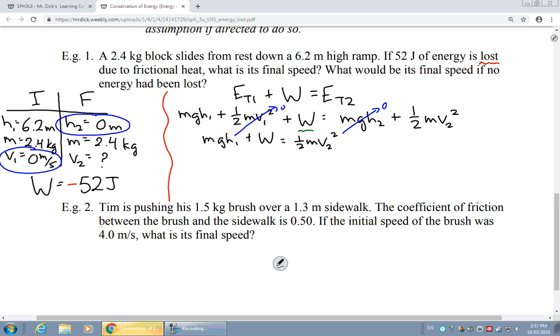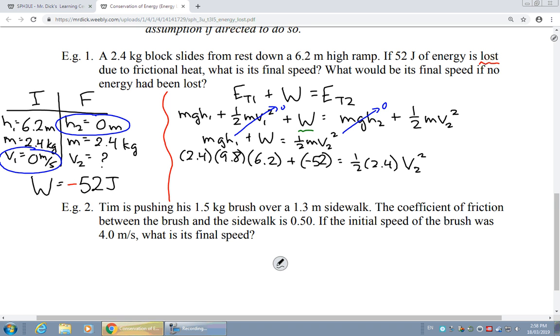From there, I can just plug in the things that I know. So that's 2.4 for the mass, 9.8 for the acceleration due to gravity, and 6.2 is the height that we're starting from. And now I need to be really careful. I'm going to add negative 52 joules. Or if you wanted to, you could just think of that as subtracting 52 joules. I'd be okay if you just wrote it that way, but I'm just going to remind you that we are adding some work that's being done, but it's a negative form of work. Work that is taking away from the initial energy that we have. And that's all equal to 1/2 times 2.4 times V2, which is what we're looking at, squared.